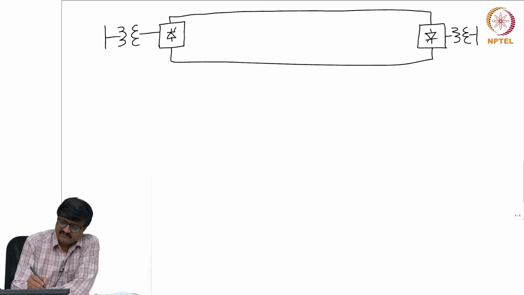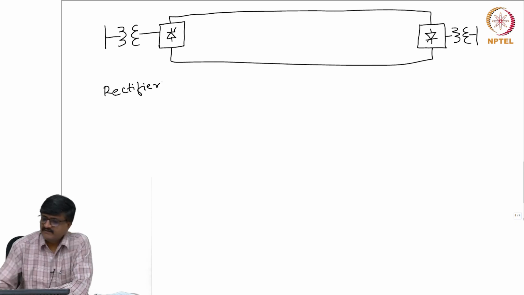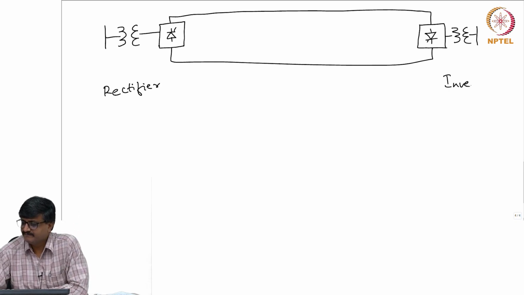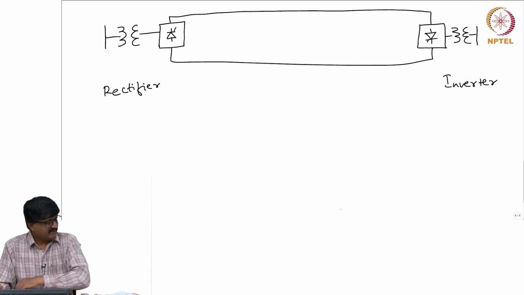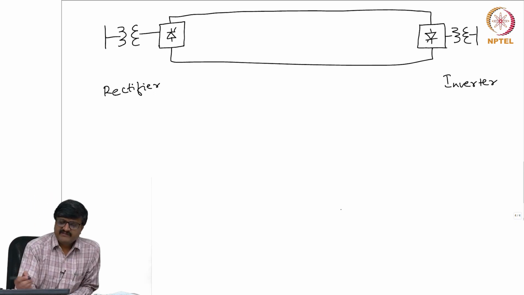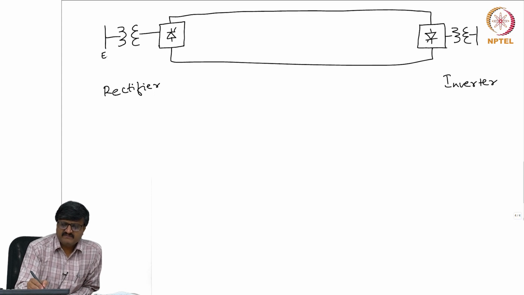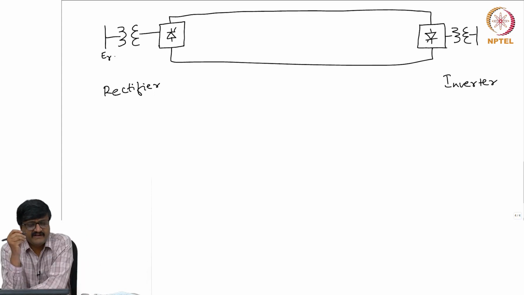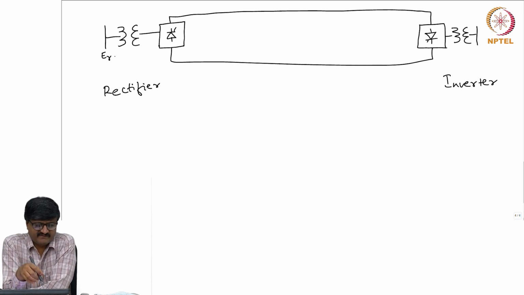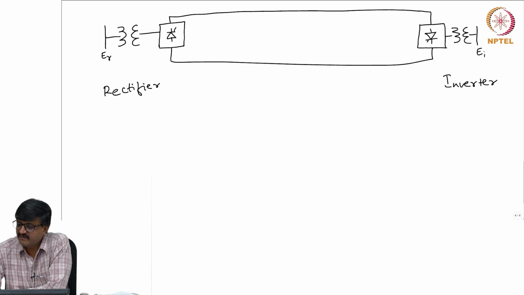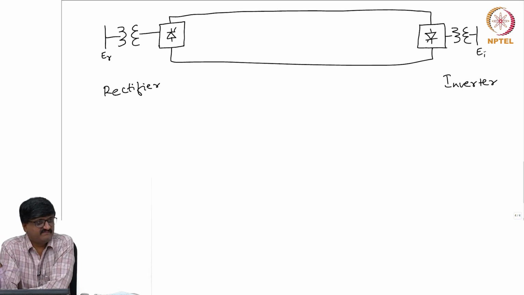So, suppose this side is a rectifier and this is an inverter. Now, I will give some names for the voltage here. Suppose ER is the line to line voltage of the AC system bus on the rectifier side, and EI is the RMS value of line to line voltage of the AC system bus on the inverter side. The two need not be identical, they are not the same buses. Okay.